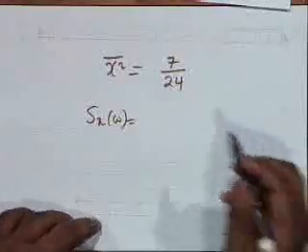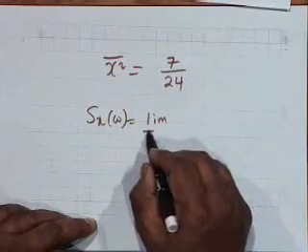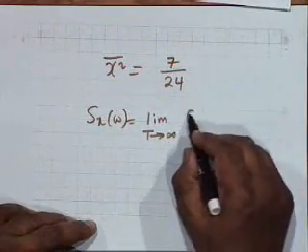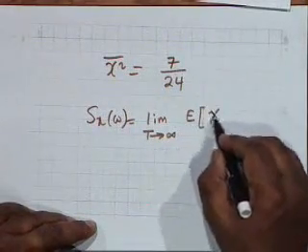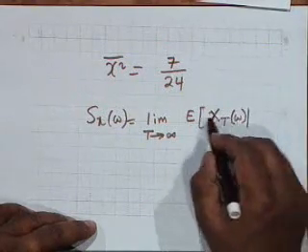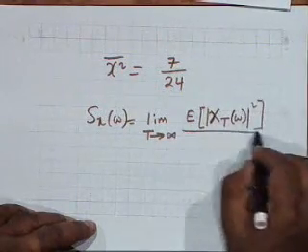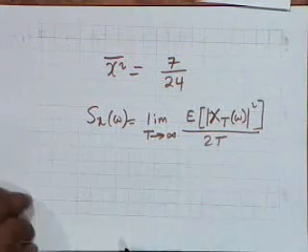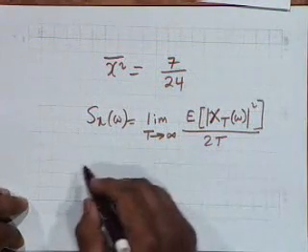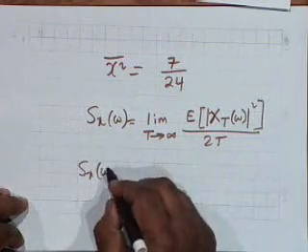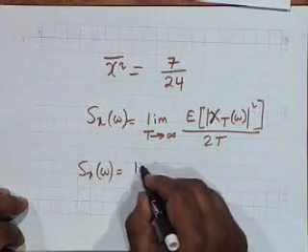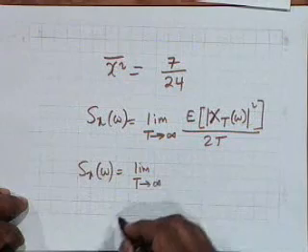Now we look at this function again, that is s x of omega. By definition, it is limit t tends to infinity, expected value of capital X t omega mod squared divided by 2t, which I can write as s x of omega limit t tends to infinity.